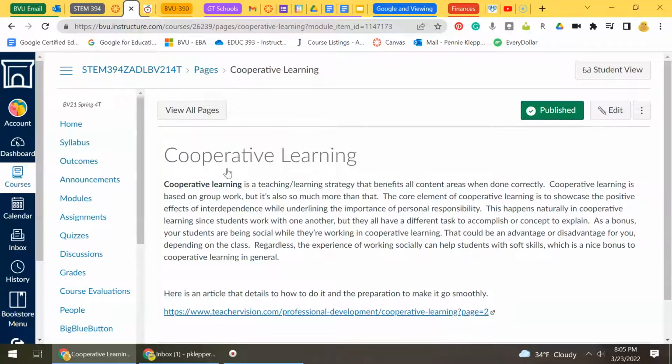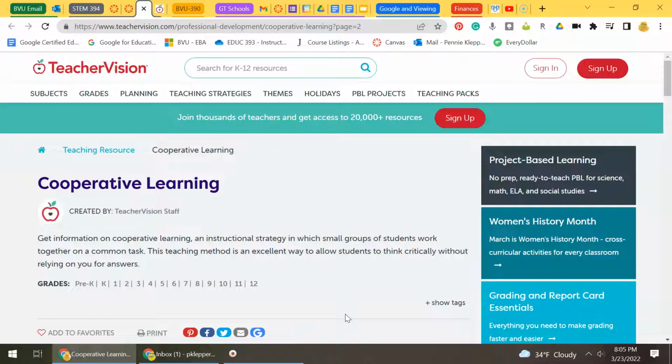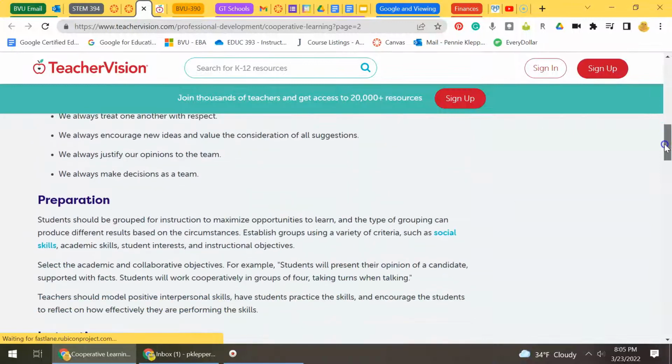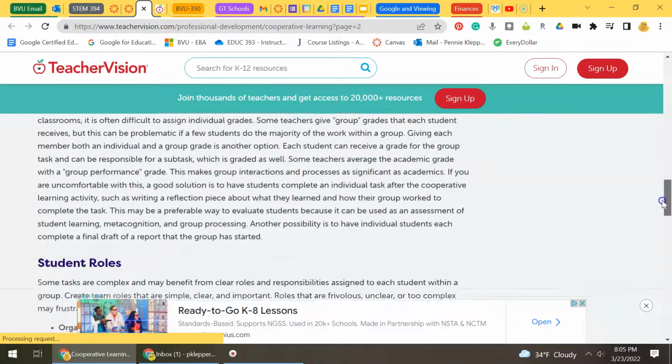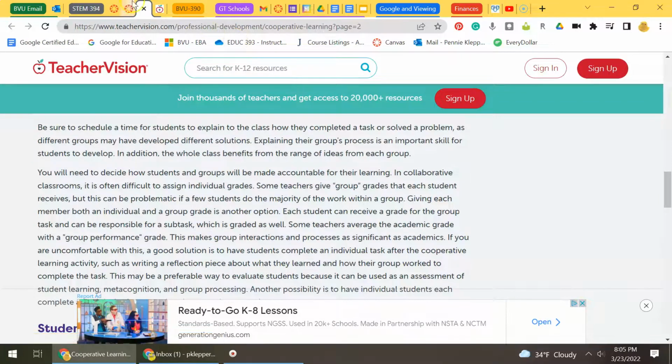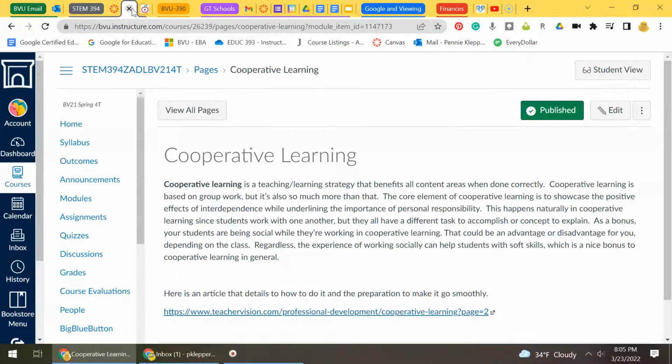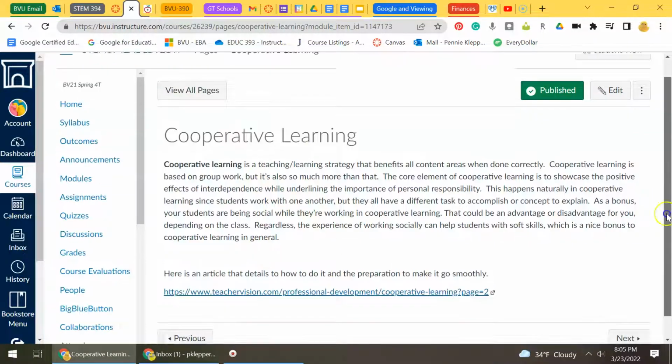This section explains cooperative learning in full, and you want to make sure that you read this explanation along with this Teacher Vision article. This Teacher Vision article actually has quite a bit of information on what you need to do: instruction, assessment, grouping, all of that. So this has information on cooperative learning. And as you read them, I would go ahead and be taking notes, because this will help you with the assignment in the end. So make sure you understand cooperative learning in full.